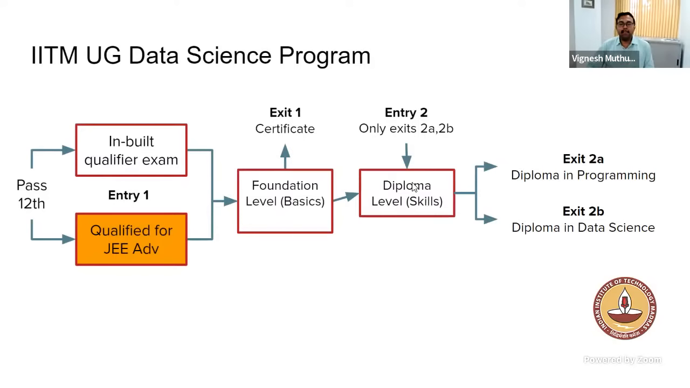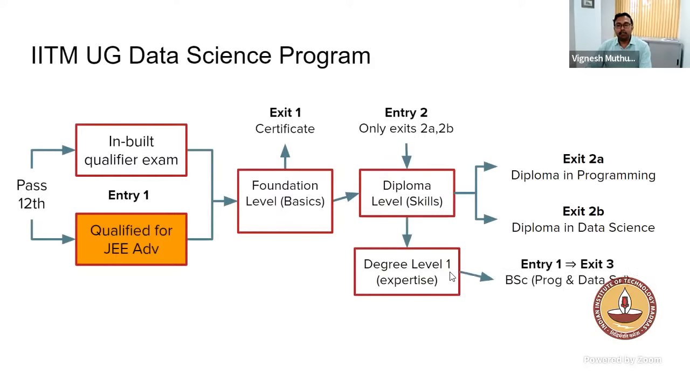At this level, students can choose to complete one of the diplomas and exit with only that one diploma, either the diploma in programming or the diploma in data science, or they can choose to complete both diplomas and exit with both. From this level, after completing the diplomas, the students can continue to the degree level. The first level of the degree is the BSc level, where the students will do some electives and expertise will be focused into areas of programming or data science. And you can earn a BSc degree. This is an exit point where you can get a degree from IIT Madras.